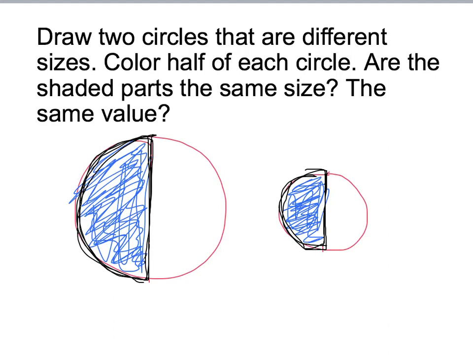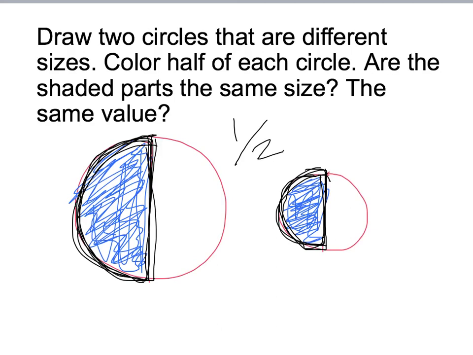The next question asks, is it the same value? Well, in this case, we're looking at half of this circle and half of this circle. So technically speaking, these are representing the same value. They're both representing 1/2 of a whole. So both of these have the same value. Both of them are showing 1/2, but they are just different sizes because of the size of the circle. But the value, the 1/2, is the same. So they're not the same size, but they are the same value.